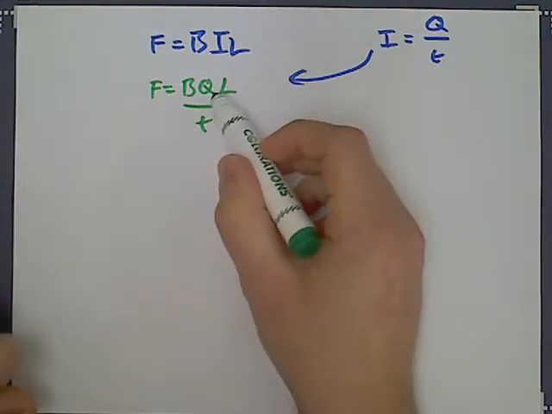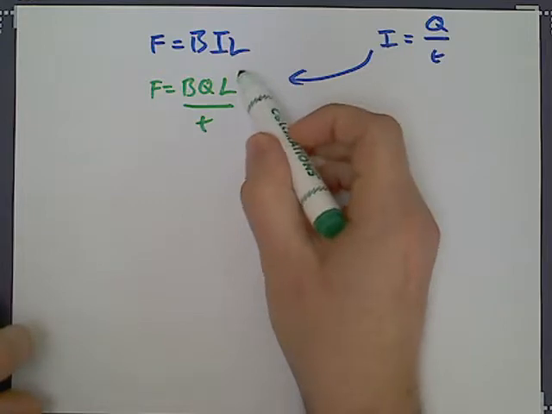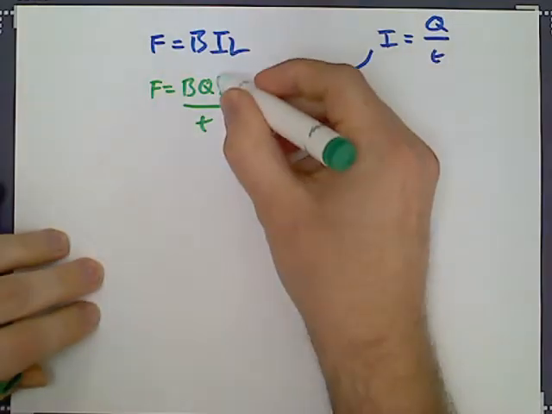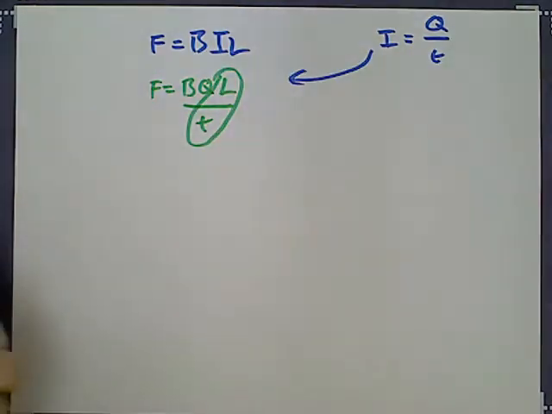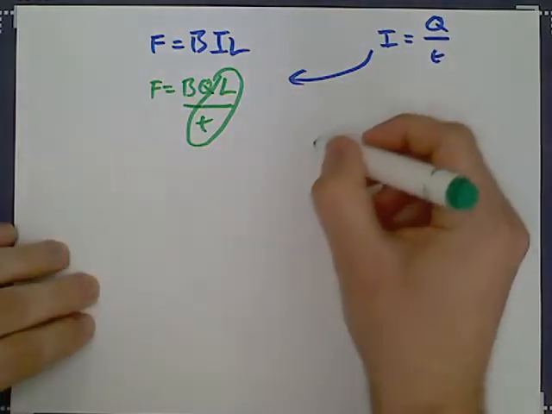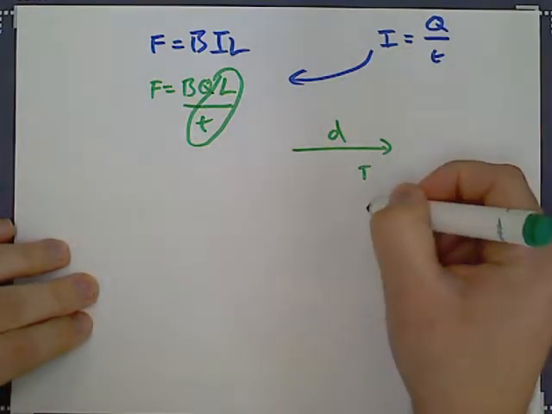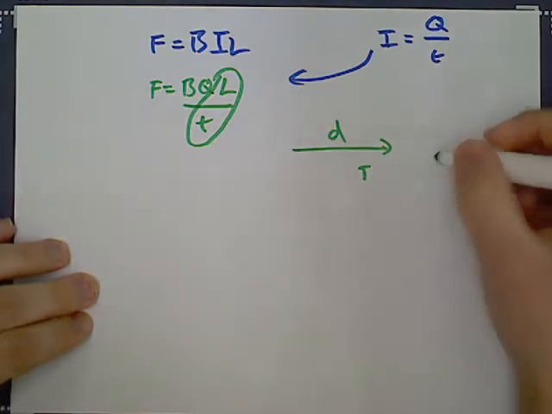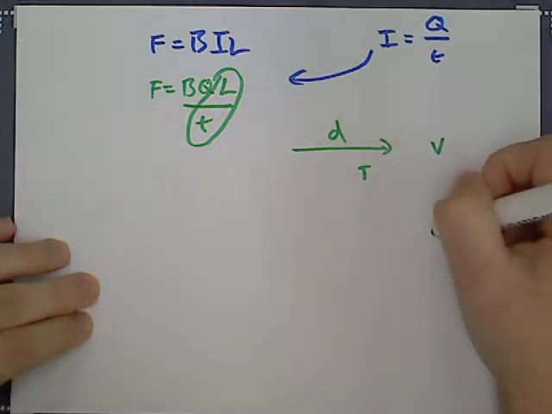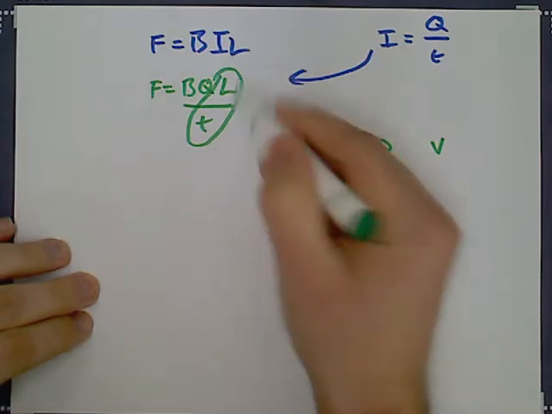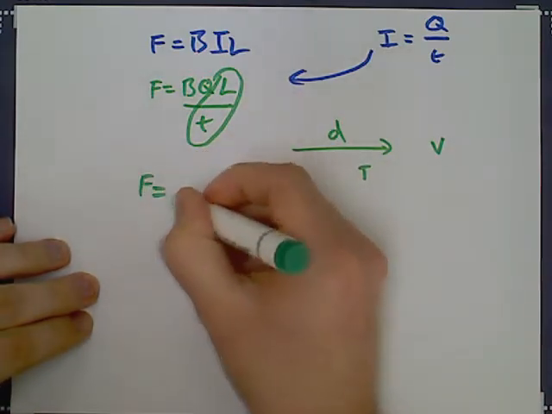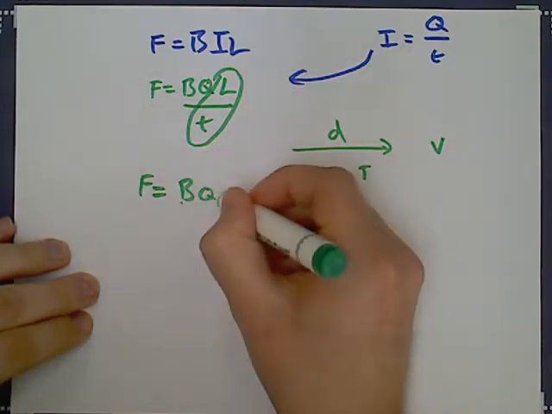You'll notice very quickly here, or maybe not, as the case may be, that we've got a term that's L over T, i.e. we've got a distance traveled in an amount of time. Well, when you have a distance traveled in an amount of time, what have you got? You get a velocity. And so we can replace this term with F equals BQv.